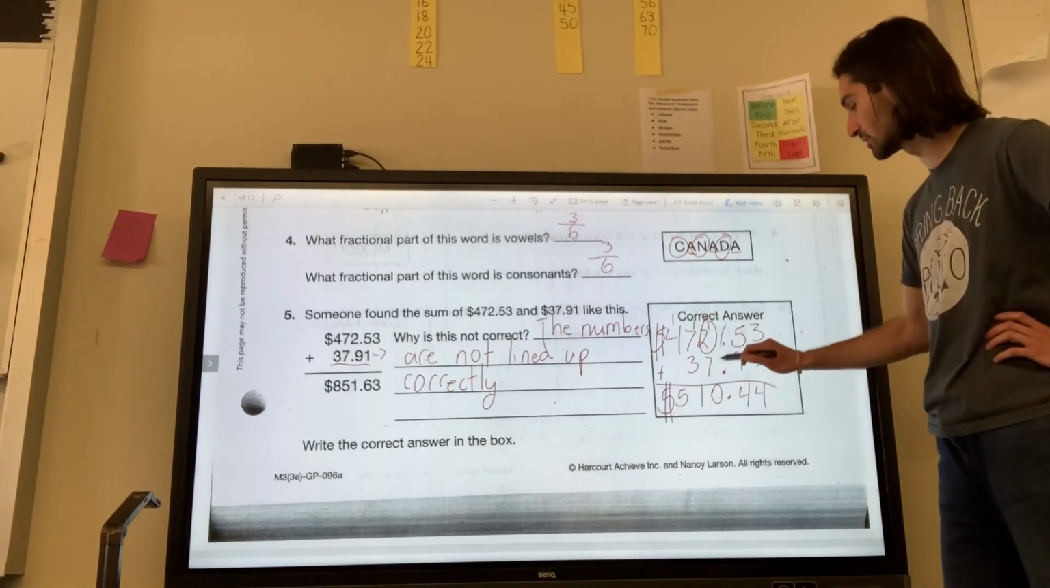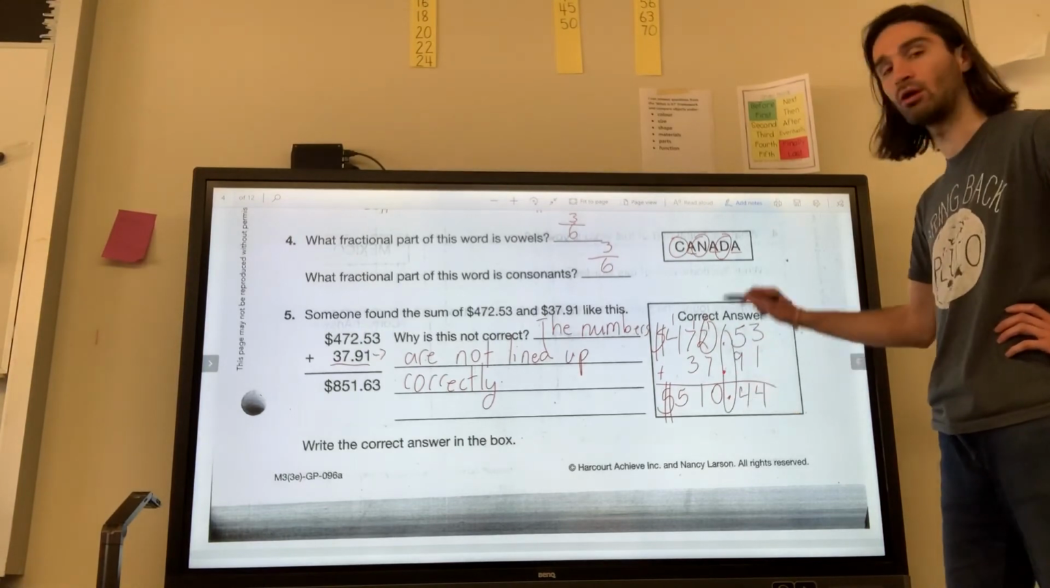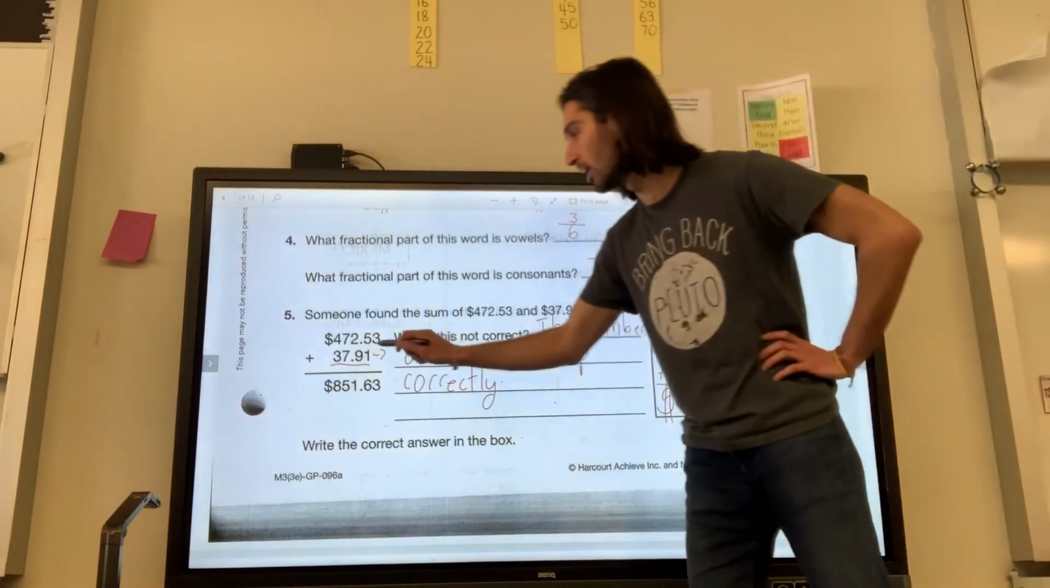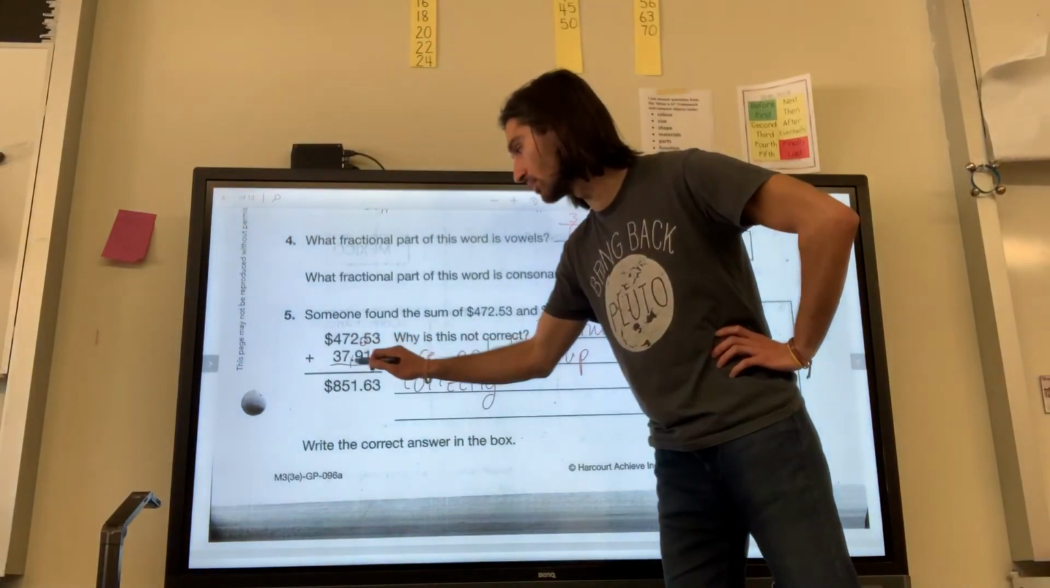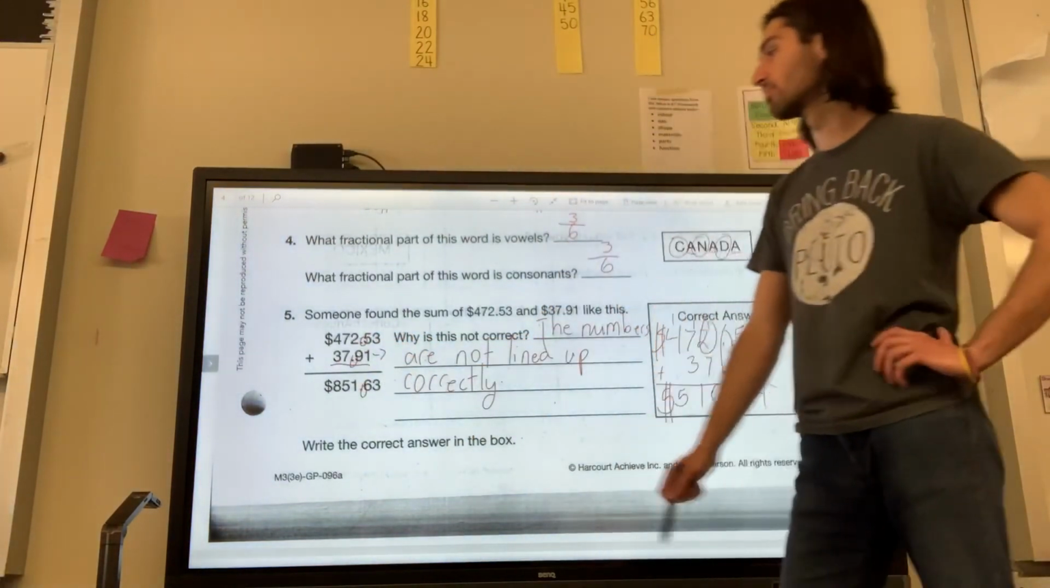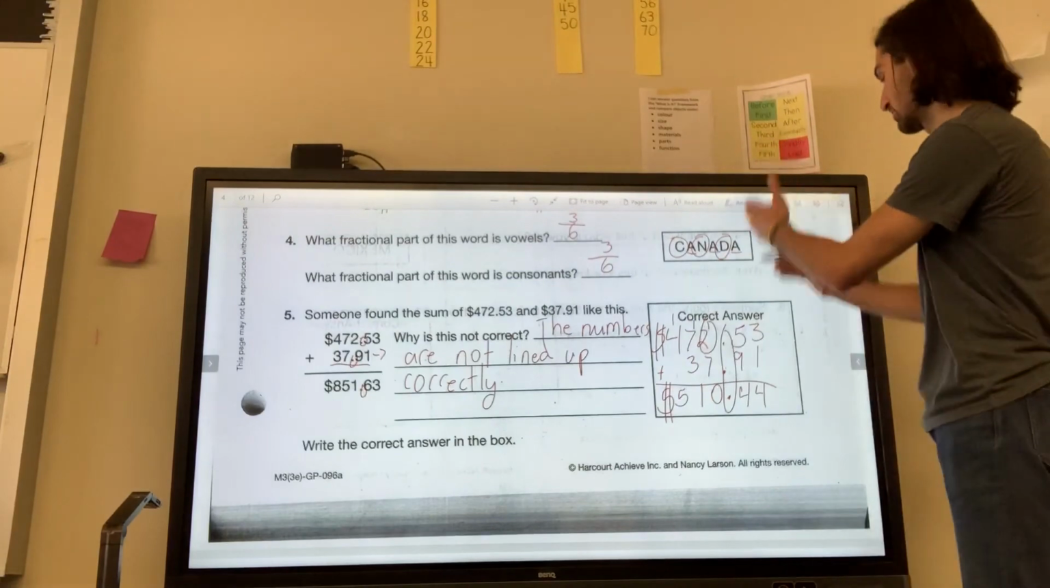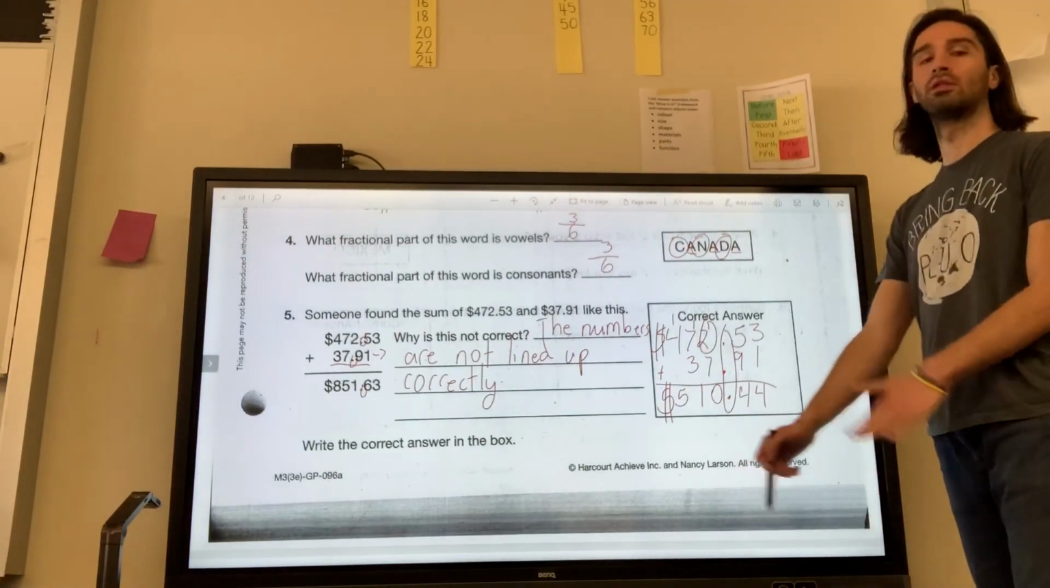Make sure your decimals are all lined up. Look at how well ours is lined up here, and theirs is all over the place. There's one here, one there, and the other one's over here. They have to be in that straight vertical line.